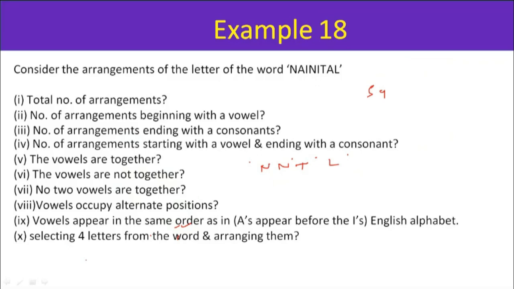Either I'll choose these positions or I will choose these 4 positions. I have 4 vowels, I have to put them somewhere. So I don't have 5C4, I don't have 5 ways now. I only have 2 ways to put my vowels. That's the only difference between this and the last question. So either vowels will be here or vowels will be here. There is no other possibility for vowels to be.